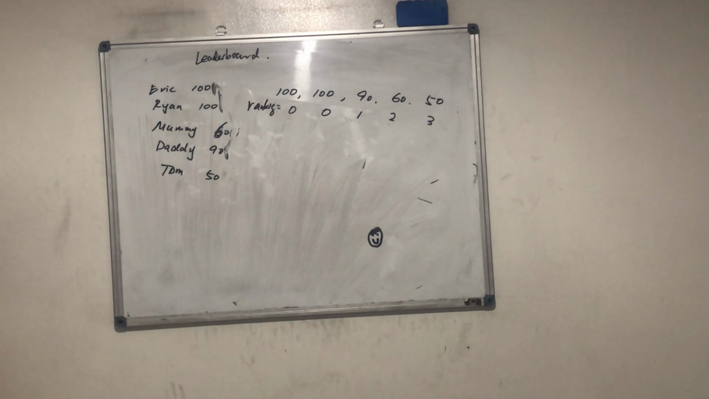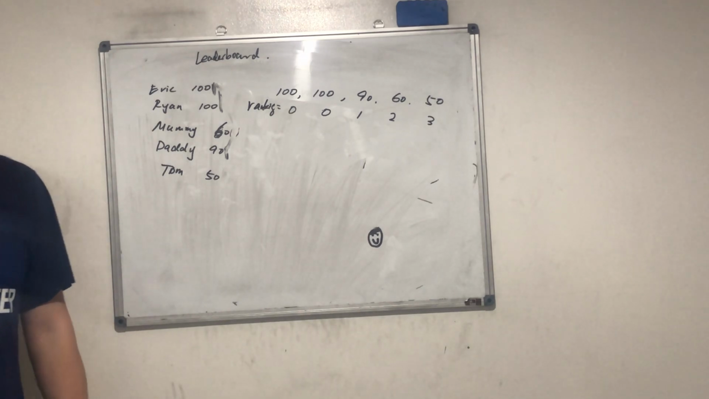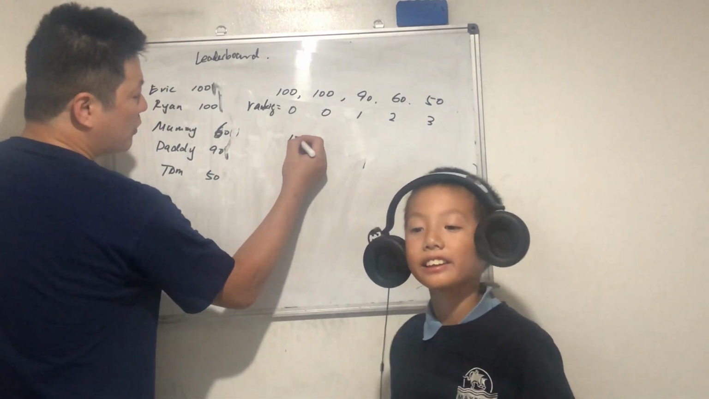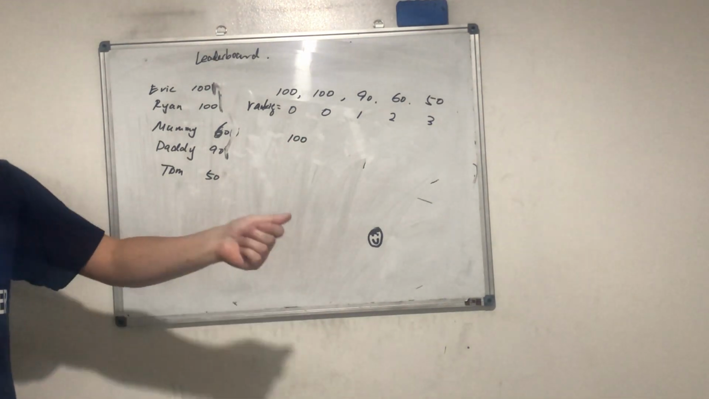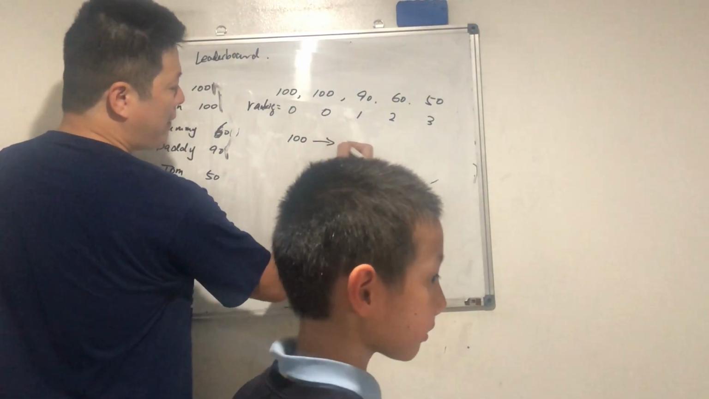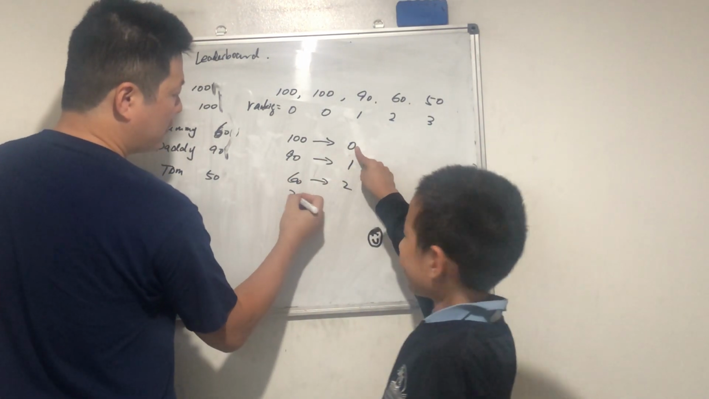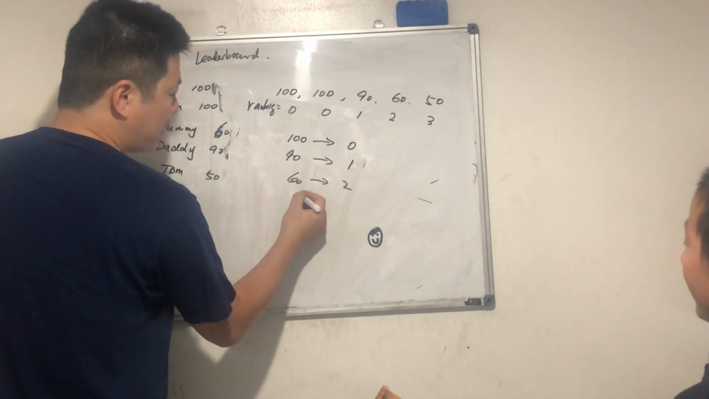Any thoughts? How do we do this? Use a set, but first we need to sort. Basically, we want to come up with a score to ranking table. So 100 should be mapped to 0, 90 should be mapped to 1, 60 should be mapped to 2, and 50 should be ranked to 3. Zero means the top.